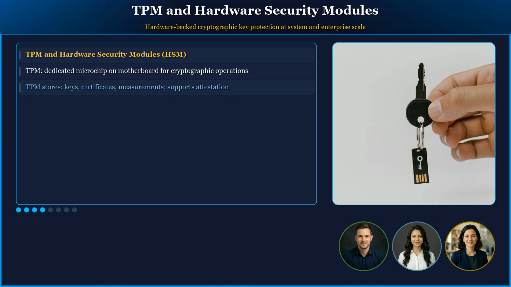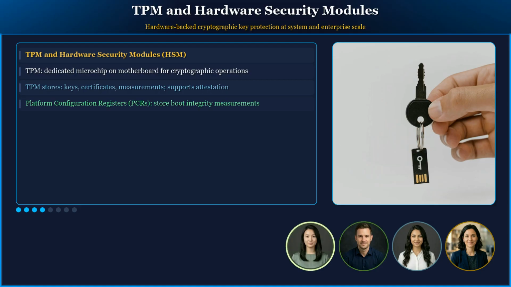A remote server can verify that report to confirm the system is in an untampered, trusted state before granting it access. Hardware security modules, HSMs, are a different beast. Where TPMs are embedded chips protecting an individual system, HSMs are dedicated external devices used by organizations to manage cryptographic keys for enterprise infrastructure, certificate authorities, payment systems, and public key infrastructure.